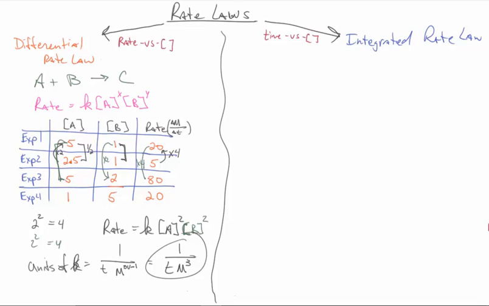This is definitely something you're going to want to know. Writing down the units of k is a very, very common question. All right, so that's it for differential rate law. Again, that's rate versus concentration. We're going to use table logic. We've got zero, first, and second order.